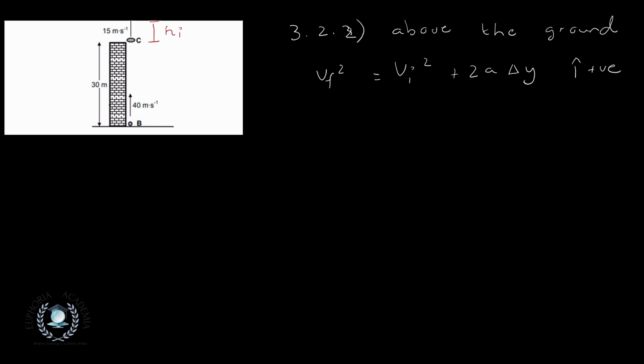We're just going to substitute. So at this maximum height, we know that our VF is 0, our VI is 15, and it is positive. 15 squared plus 2. Now, acceleration is acting downwards, so this is going to be negative 9.8, and that is going to be multiplied to delta y.